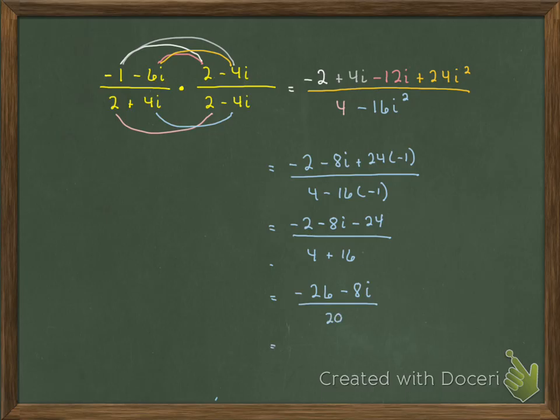And here, everything is divisible by 2. So -26 divided by 2 is -13. 8 divided by 2 is -4i, and 20 over 2 is 10. And there is your solution simplified.